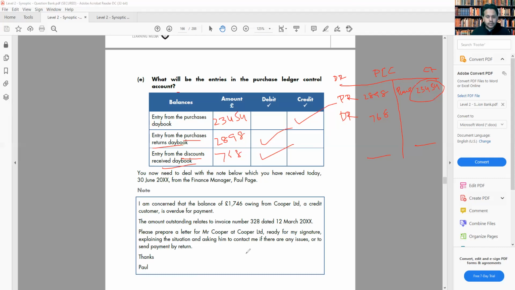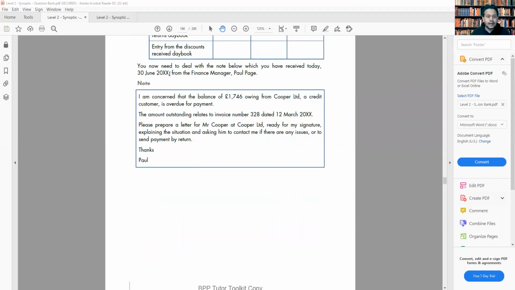All right, so let's move to the next one. What is the next one we have? The next one we have, you now need to deal with the note below which you have received today, 30 June 2000, from the finance manager. So I receive a note from my finance manager, and his name is Paul. So Paul Page. So what is the note?